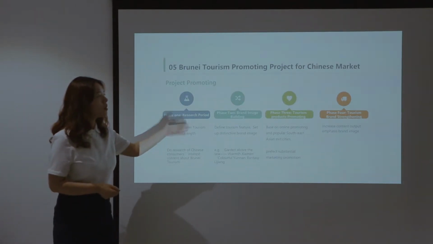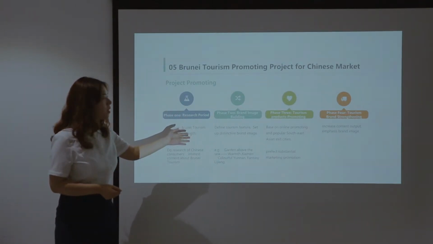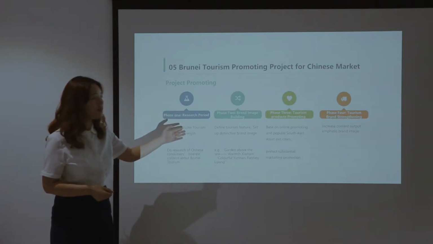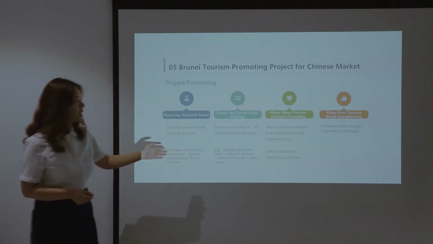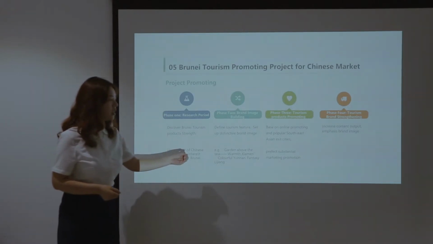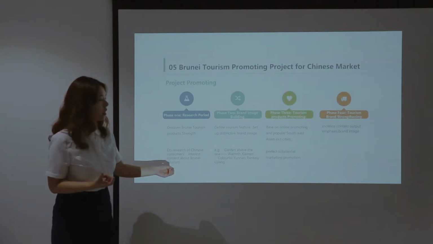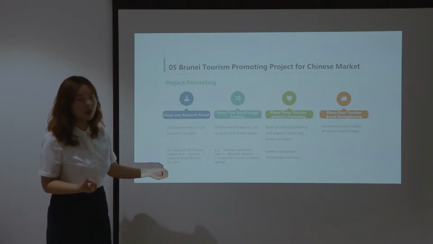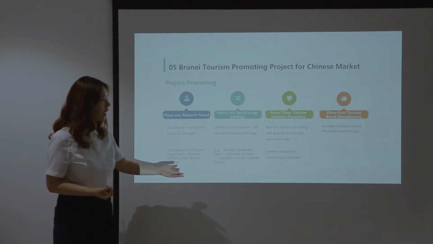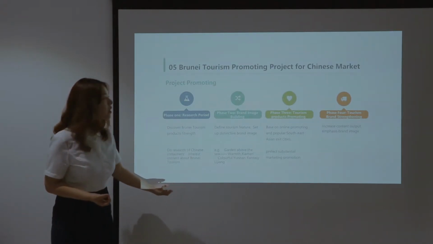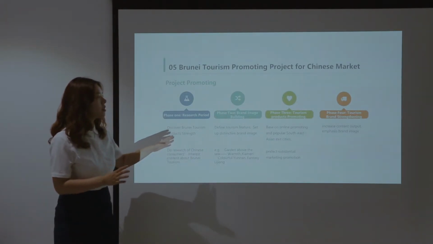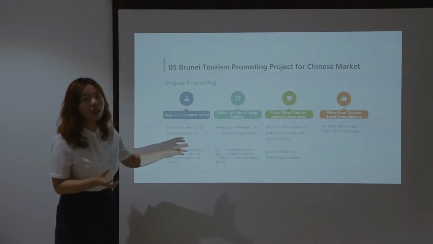The second stage will be brand image building: to define tourism features and set up a distinctive brand image. For example, garden above the sea, warmth, Xiamen. Xiamen is one of our Chinese cities. And another Chinese city, Yunnan: colorful Yunnan, fantastic Lijiang. So we will build up this kind of brand image for Brunei.